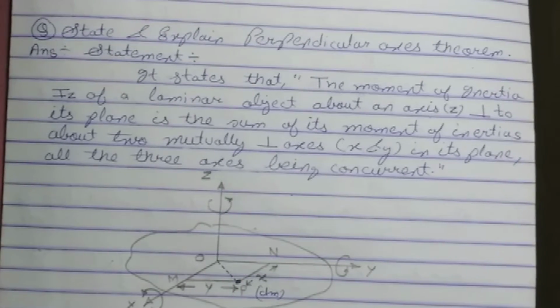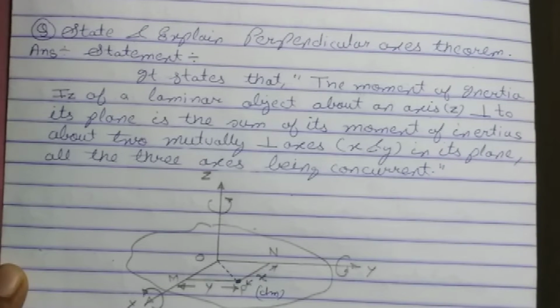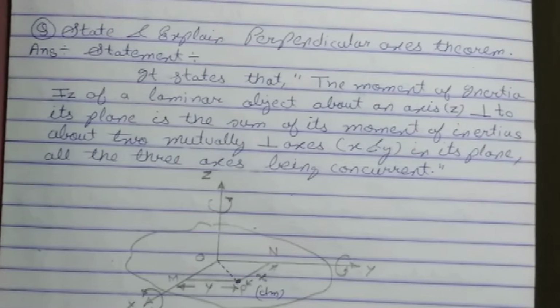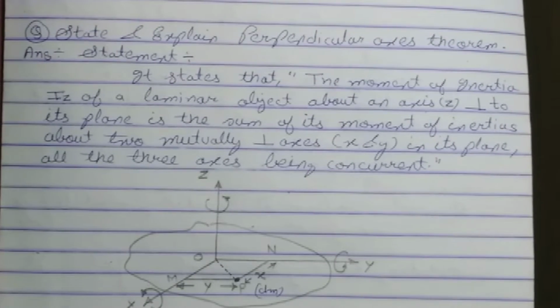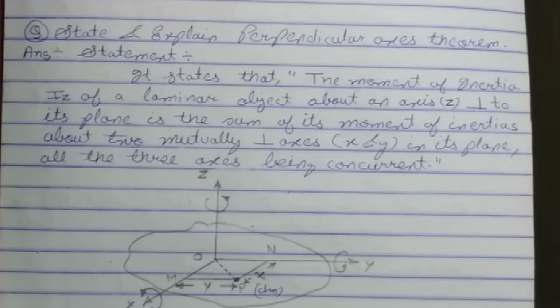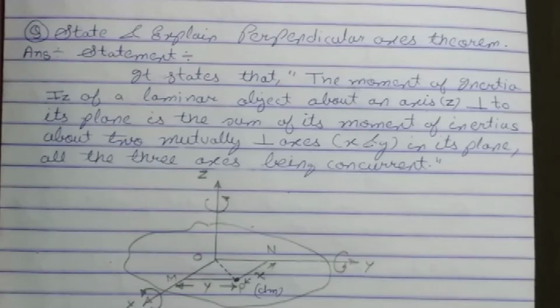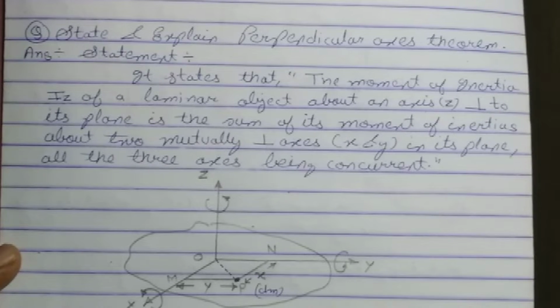Very good morning, students. In today's lecture, we are going to study the statement and the proof of the perpendicular axis theorem. In the last lecture, we have seen the moment of inertia. With respect to moment of inertia, we derived the formula or expression for rotational kinetic energy, as well as the moment of inertia of a disk and a ring about its axis of rotation, which is passing through its center. Students, in today's lecture, we are going to study the perpendicular axis theorem.